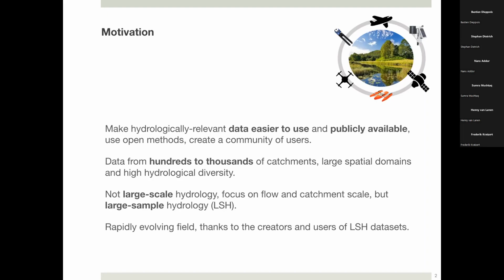And clearly it's a field that is evolving quite rapidly, and this is thanks to the many creators and users of large sample data sets around the world, and I'll try to do them justice today.